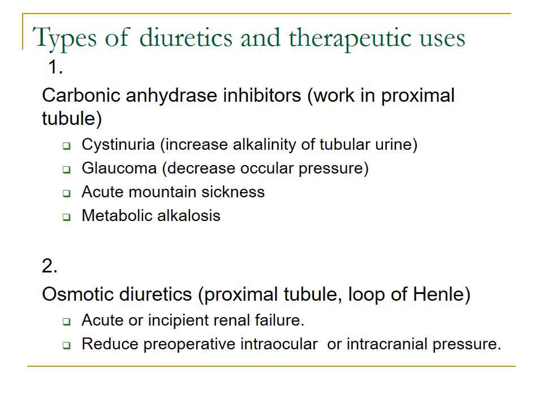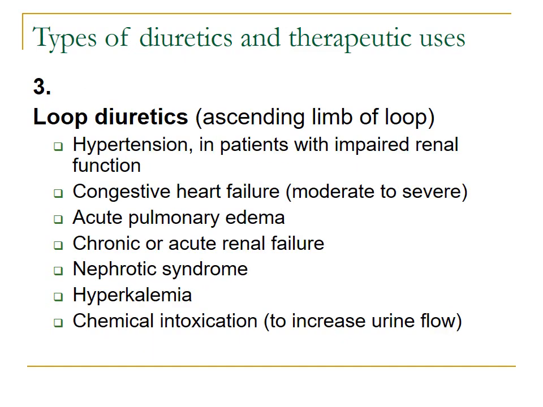Uses: acute or incipient renal failure; reducing preoperative intraocular or intracranial pressure. 3. Loop diuretics act at the ascending limb of the loop. Uses: hypertension in patients with impaired renal function; congestive heart failure, moderate to severe; acute pulmonary edema; chronic or acute renal failure; nephrotic syndrome; hyperkalemia; chemical intoxication, to increase urine flow.